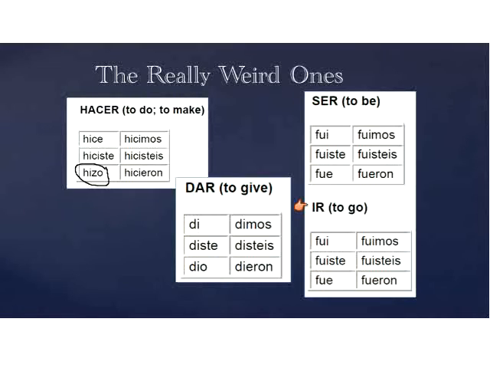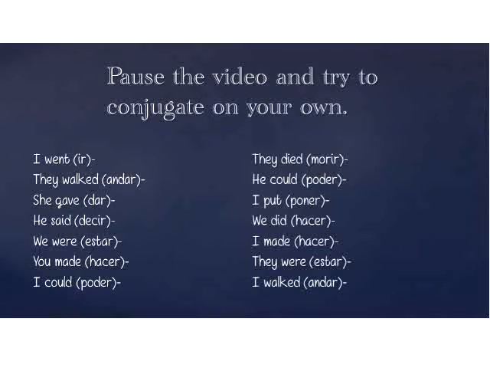Ser and ir are the exact same. They both become fui, fuiste, fue, fuimos, fuisteis, fueron. So how do you remember that? Or how do you know the difference? Look at your context clues in a sentence, and that will tell you which verb you're actually using. But don't let it trick you. They both form the same way, okay?